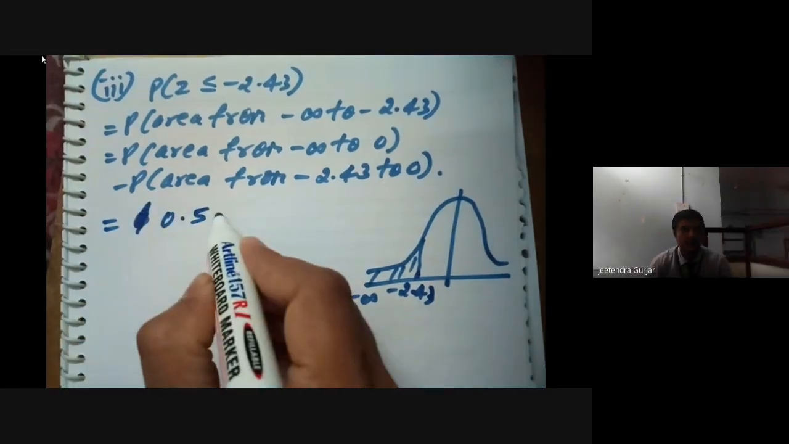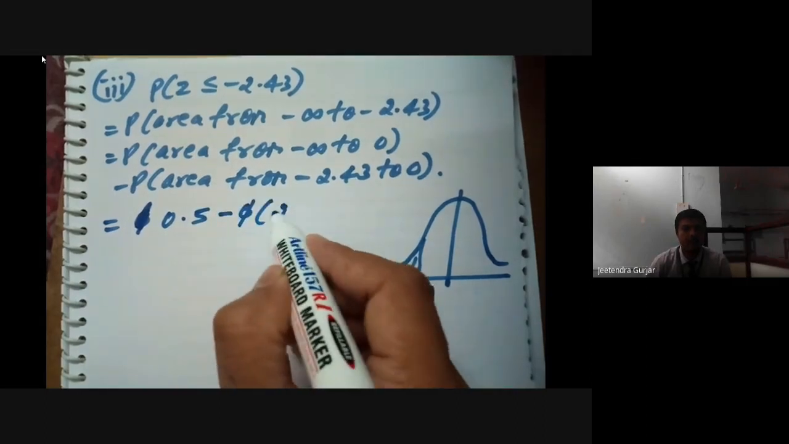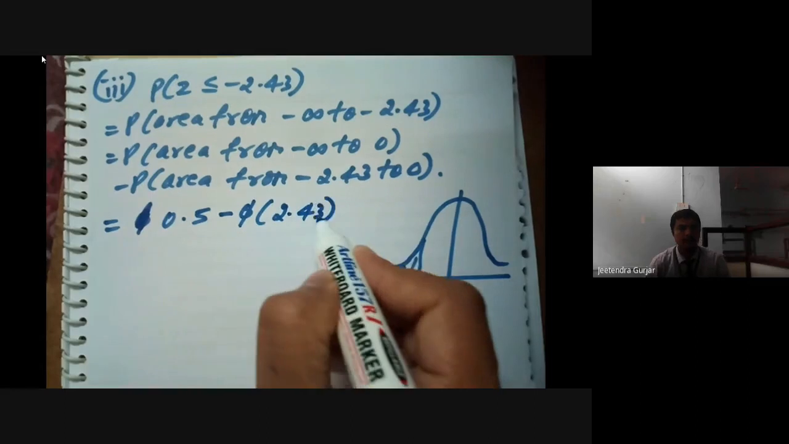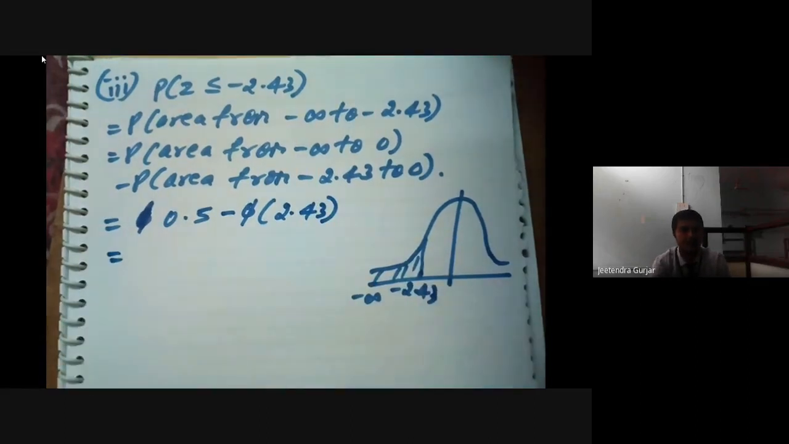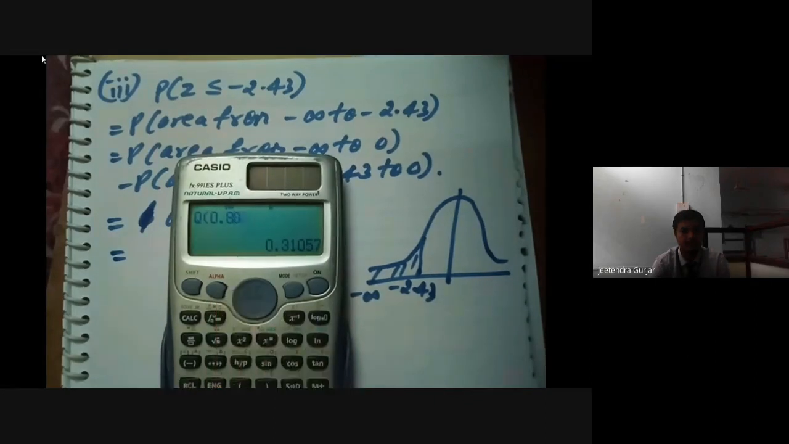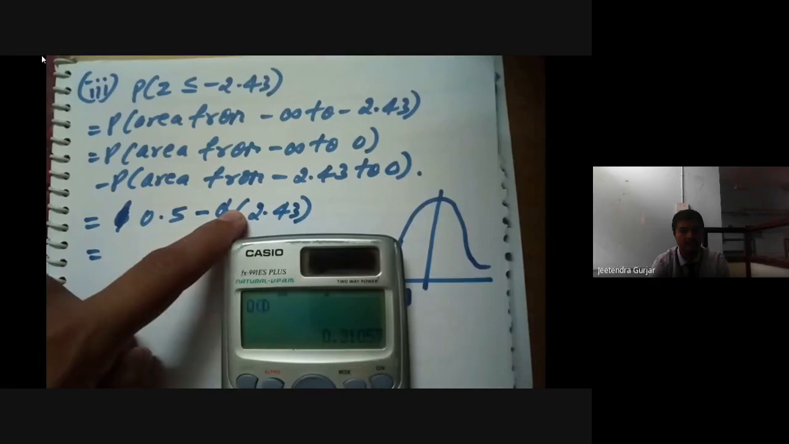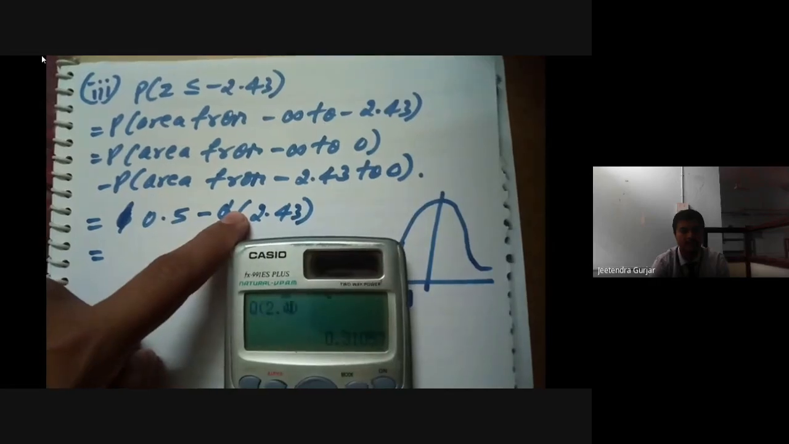The answer is 0.5 minus phi of 2.43. Now you can tell me from the calculator, substitute the values now. Don't change the settings here. Keep it as it is. Just put the values. It is 2.43. Just substitute this value. It is 2.43.